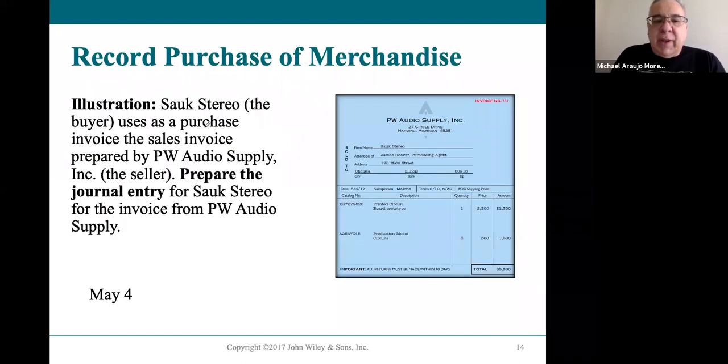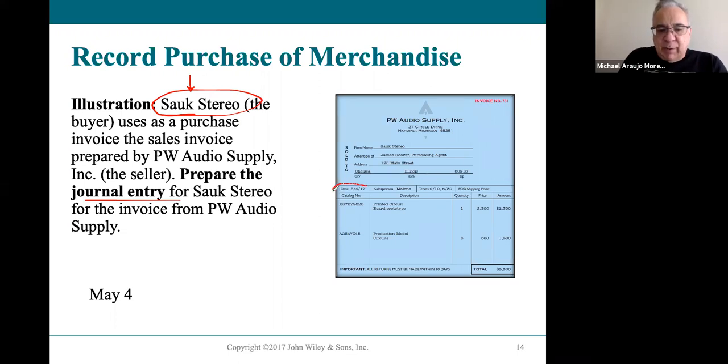So we are going to look at things from Sock Stereo. Again, when you look at this chapter, you have to figure out what shoes you're in, which means you're looking at the transaction from whose perspective. So here you're working for Sock Stereo. So how do we prepare the journal entry for this purchase?